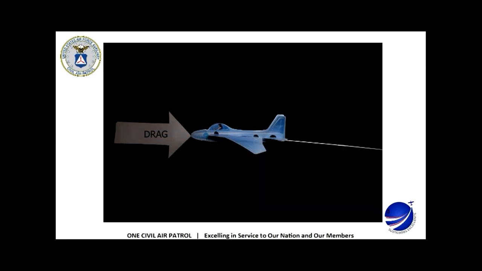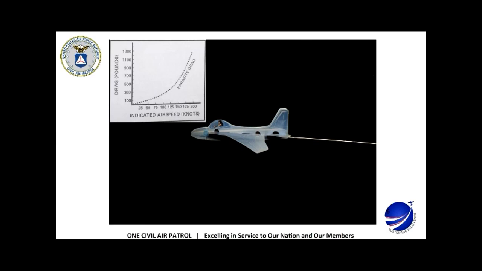Let's begin with drag. Drag, in total, is the force which opposes all motion through the atmosphere and is parallel to the direction of the relative wind. Drag consists of the sum of parasite and induced forces. Parasite drag is simply resistance to passage through the air.